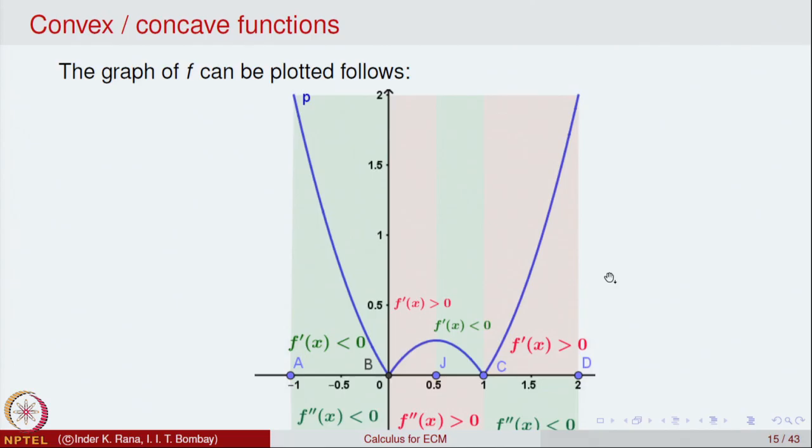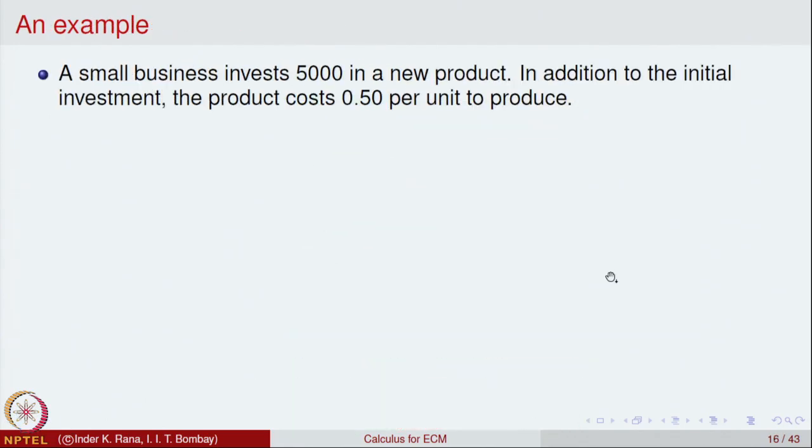So, it should be clear what is the process for sketching a curve or sketching a function. Let us look at slightly more ideas about calculus, how they are applied to plotting the function or analyzing the functions.